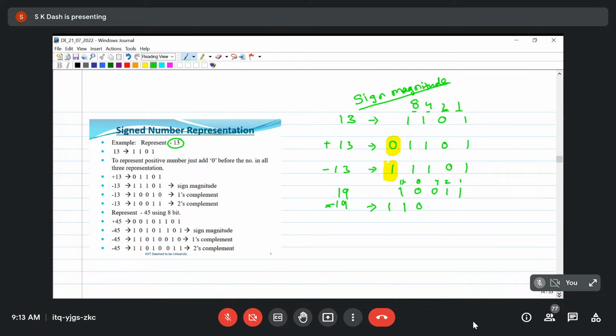So this will be 110011. If you want to represent plus 19, then what will happen? This will be 010011. Okay. Is this point clear? Yes. Okay. Now let me rephrase this question. Suppose you want to represent plus 19 and minus 19 using 8 number of bits. Then what will happen if I represent them using 8 bits?